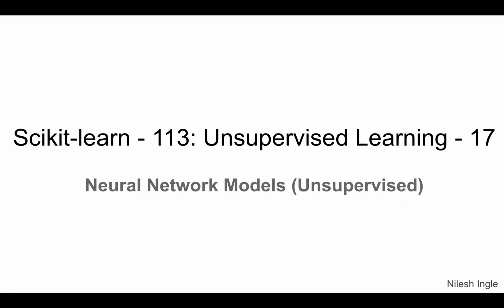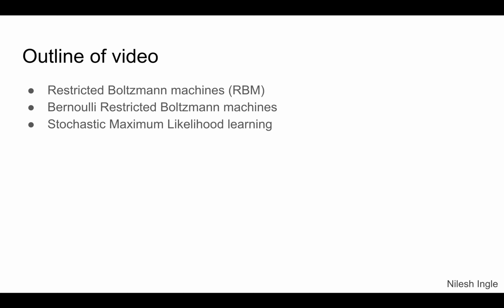I'm Nilesh, and in this final video on unsupervised learning methods, we are going to talk about neural network models. This includes restricted Boltzmann machines, Bernoulli restricted Boltzmann machines, and stochastic maximum likelihood learning. These are all related to Boltzmann machines, and this is not a mathematically in-depth video. This is a simple overview of what these methods are and how we can use them using Scikit-learn.